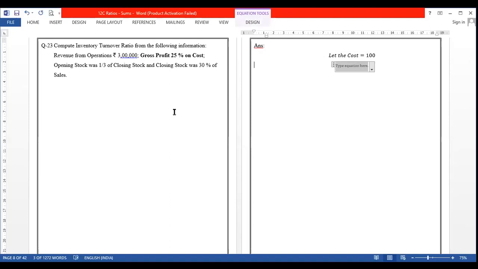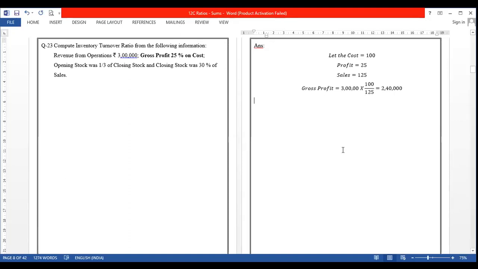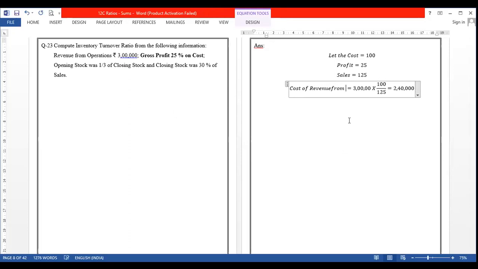Let the cost be 100. Profit is 25, so sales is 125. It doesn't take that long to write these things. Now cost is 100, profit is 25, sales is 125. What is given to us? Sales is given to us, that's 3 lakh rupees. Revenue from operation is given. If I multiply by 100, I get the cost directly. So this will be cost of revenue from operations. Sales is 3 lakh, and multiplied by 100 gives the cost directly.